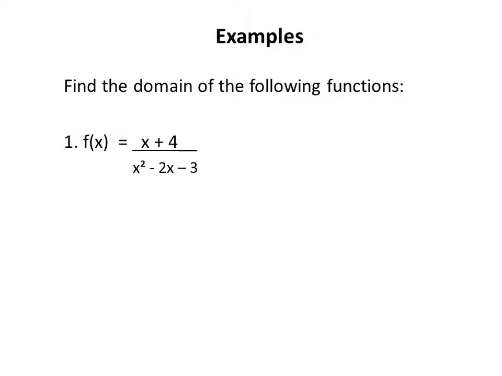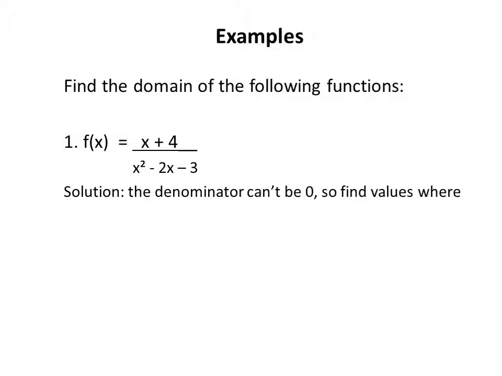And I'm sure everybody knows how to factor a trinomial. If you have any questions, see me after the class and I would be happy to go over that with you. So the factors of x squared minus 2x minus 3 are x minus 3 and x plus 1.